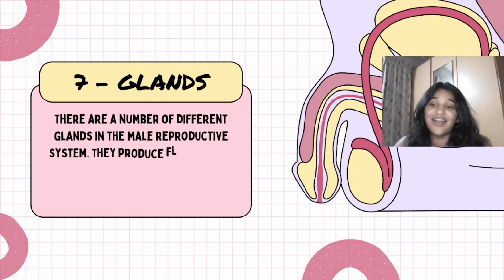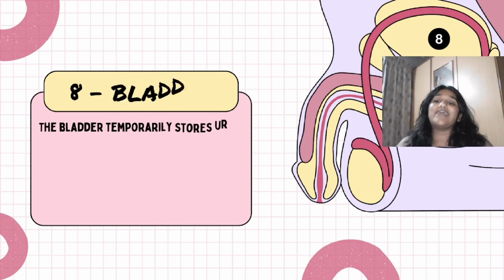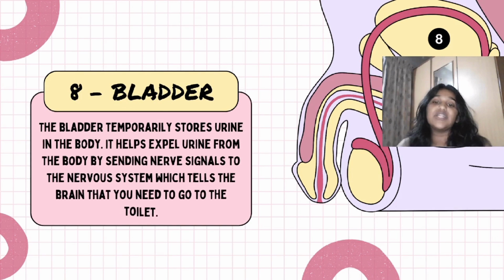Then we have the glands. There are a number of different glands in the male reproductive system, but the one that we can look into is called the prostate gland, which mixes with the sperm to supply the sperm with good nutrients and helps to regulate the urine flow. That's what the prostate gland helps for. Then we have the bladder. The bladder temporarily stores urine in the body and helps expel urine from the body by sending nerve signals to the nervous system, which tells the brain whether you need to go to the toilet or not.